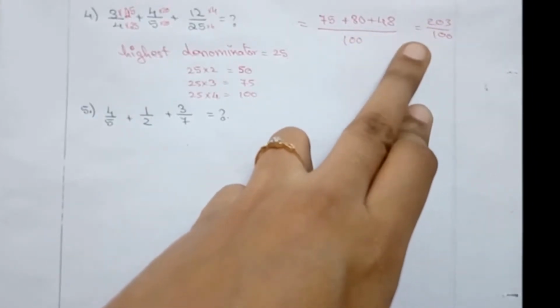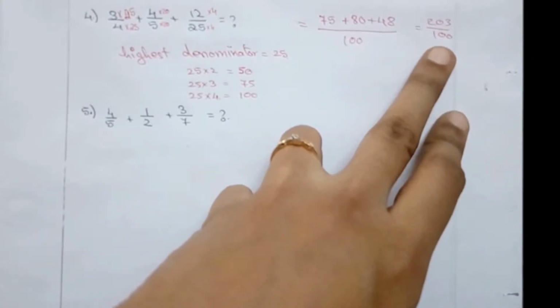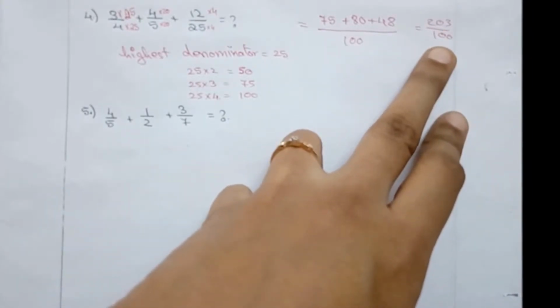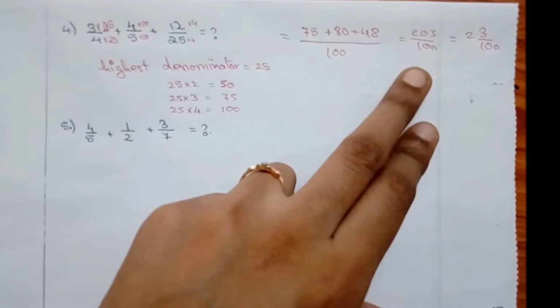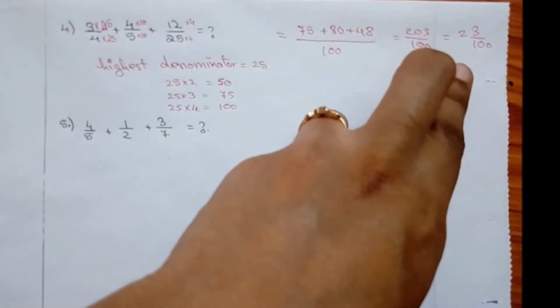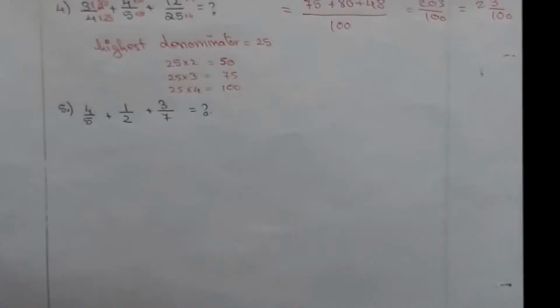So that will add up to 203 by 100. So I can write it in the mixed fraction method also as 2 3 by 100. This is the mixed fraction method. So now let's move on to the next sum.